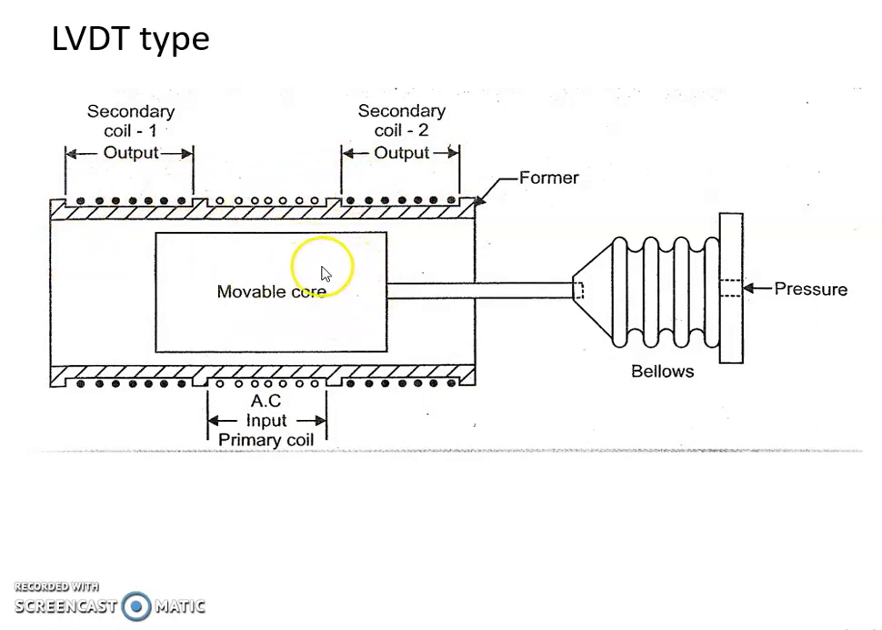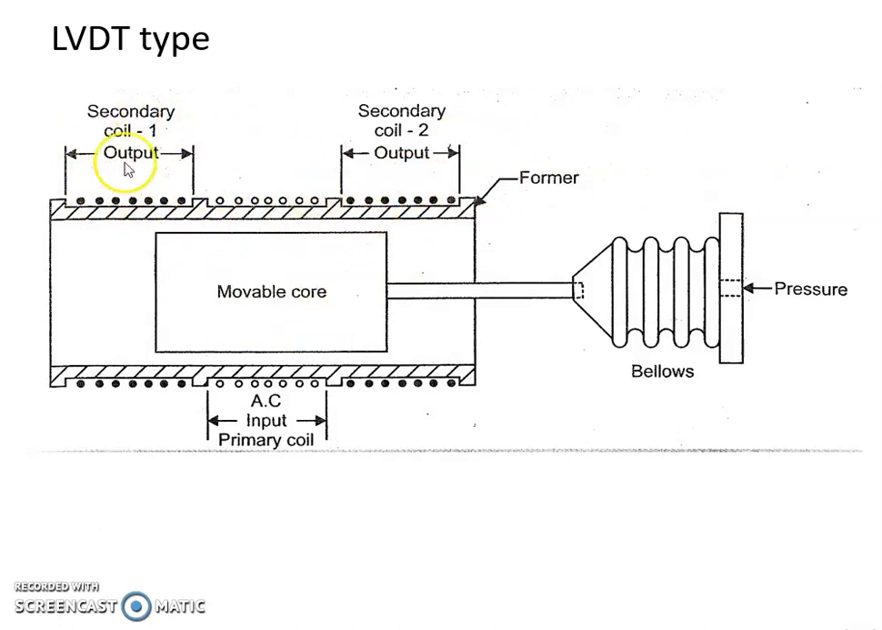At the normal position the movable core is at the center. Now when pressure is applied to the bellows, it moves the movable core in the forward direction. Therefore, less of the core will be linking with secondary coil 2 and more of the core is linking with secondary coil 1. So the inductance of secondary coil 1 increases and the inductance of secondary coil 2 decreases.